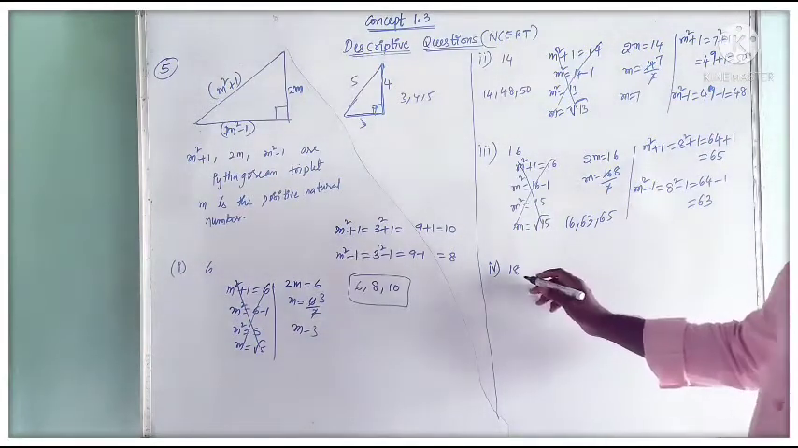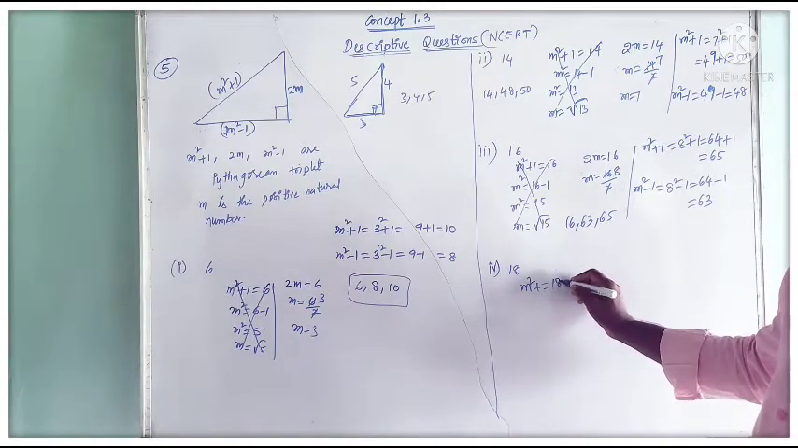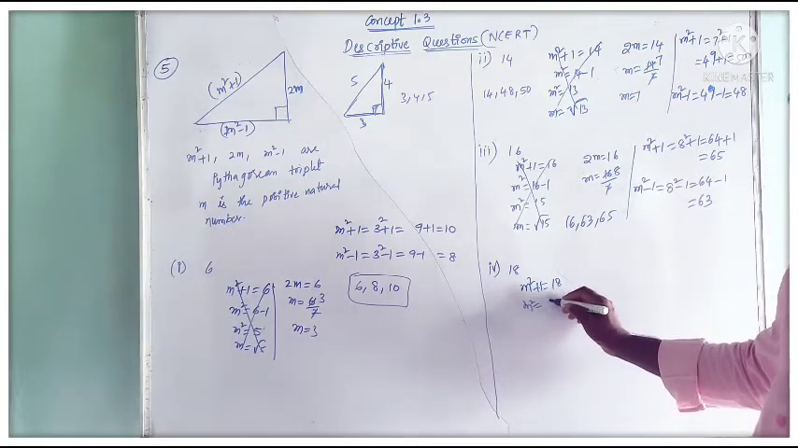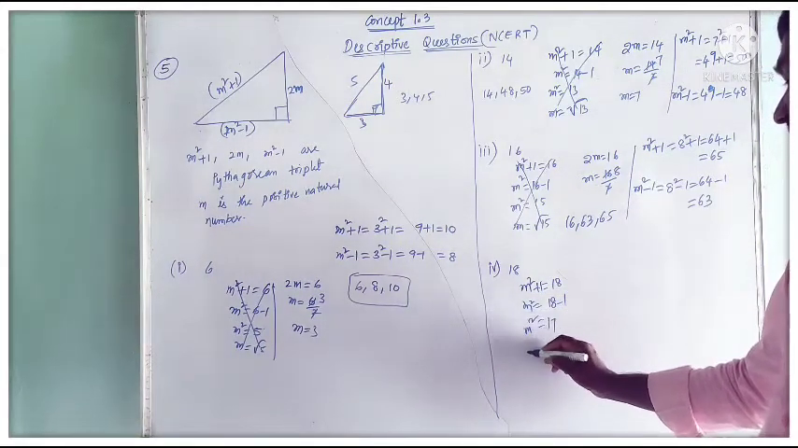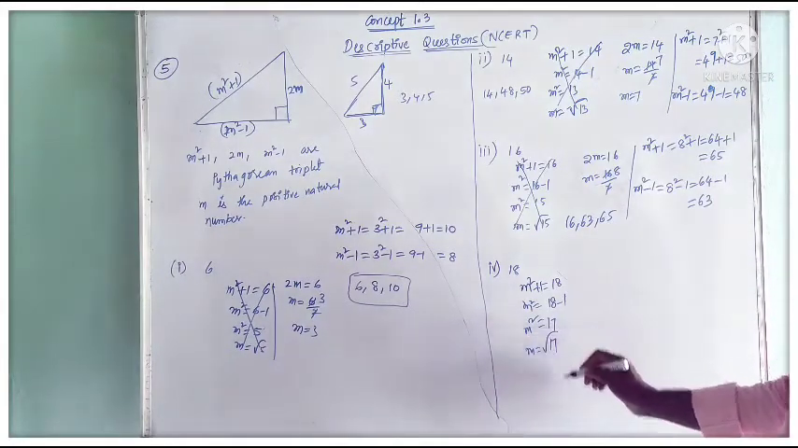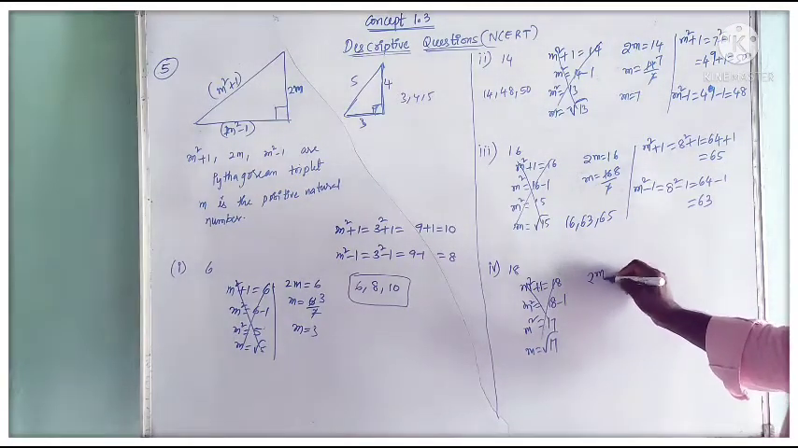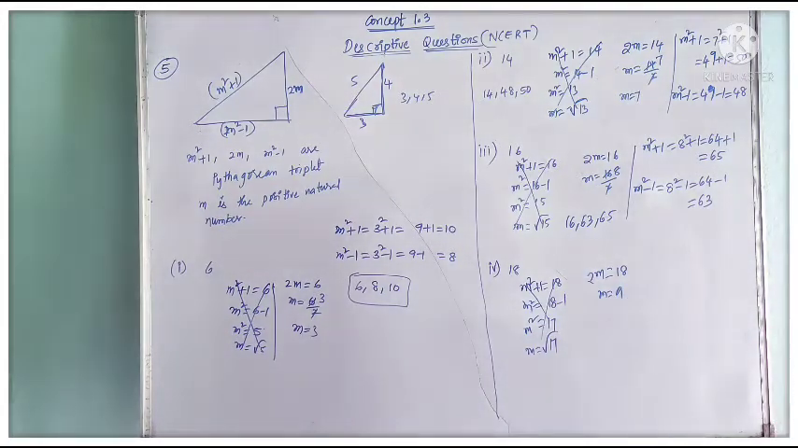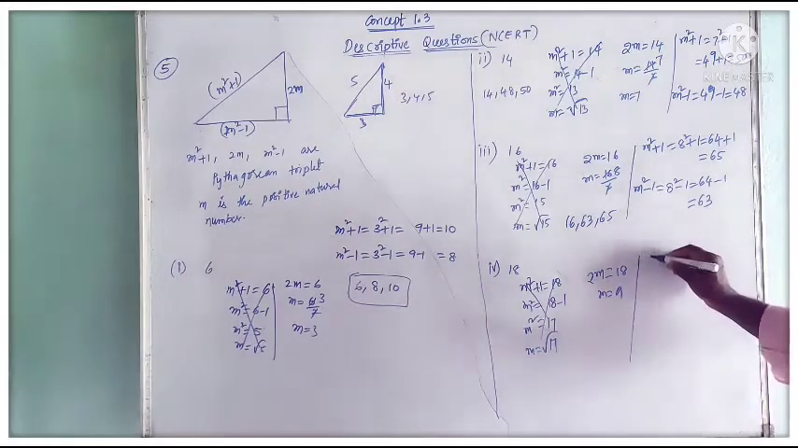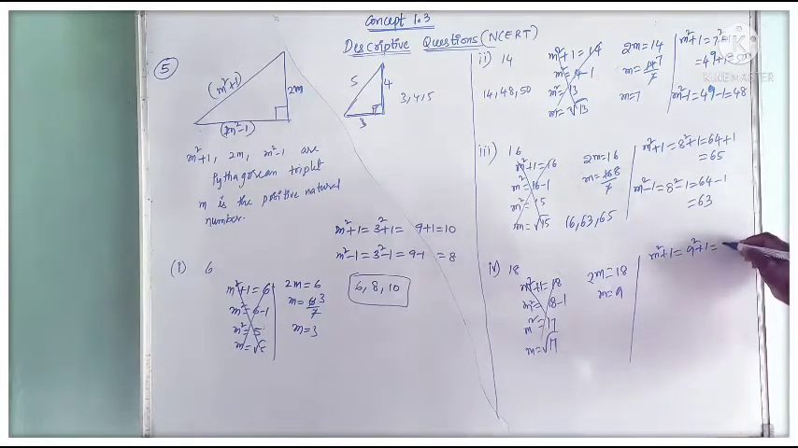Next, 18 you can take. If you make M square plus 1 equal to 18, then M square equal to 18 minus 1, which is 17. M square is 17, then M is equal to root 17. Is root 17 a natural number? No. We should not compare like this. Next number, 2M equal to 18, then M is equal to 9. Then with M equal to 9, for the remaining two sides, M square plus 1 is 9 square plus 1, which is 81 plus 1, 82.